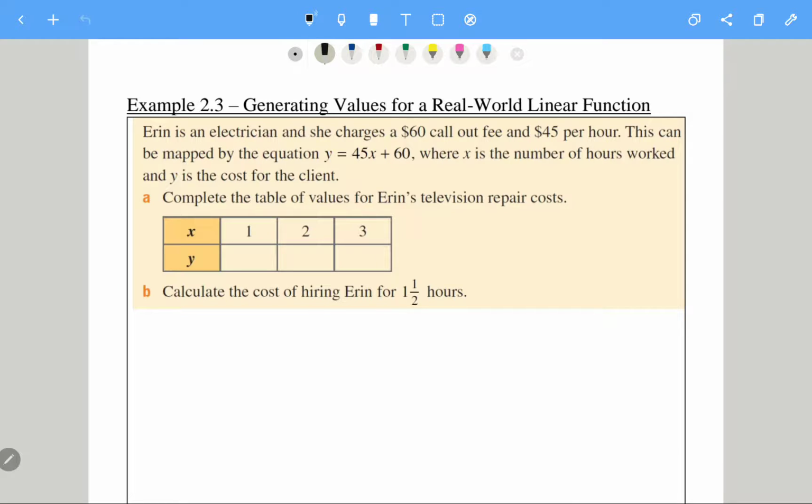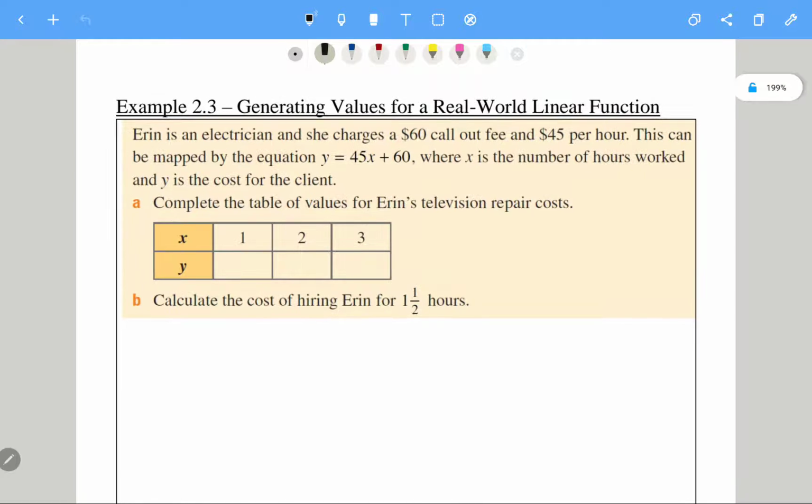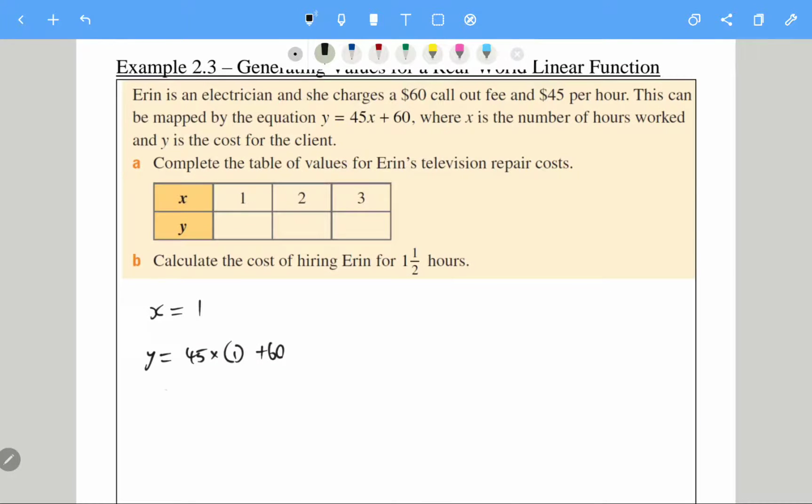So Erin is an electrician and she charges $60 call-out fee and $45 per hour. This can be mapped by the equation y equals 45x plus 60, where x is the number of hours worked and y is the cost for the client. Complete the table of values for Erin's television repair costs. Alrighty, so the first one we want to do is if she only has to work 1 hour. Well, then y is equal to 45 times 1 plus 60, which is $105. Again, you can use a calculator for all of this if you want.